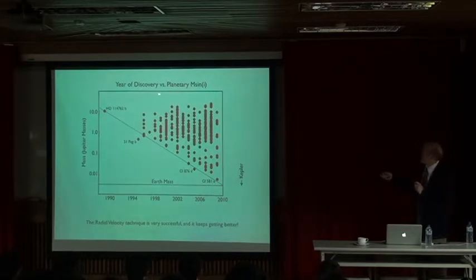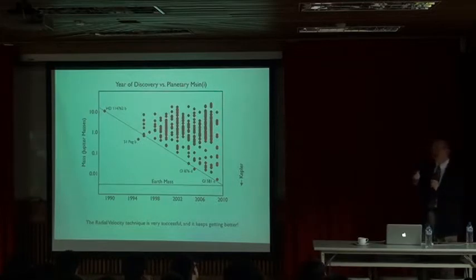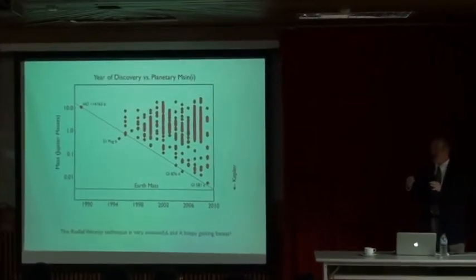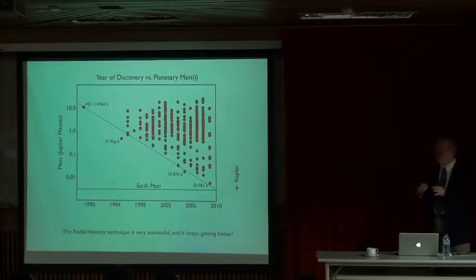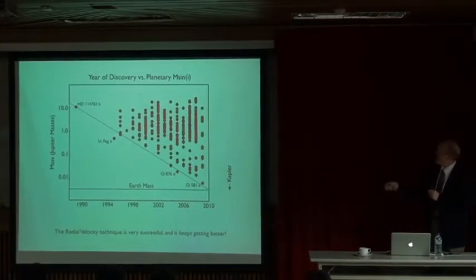Let me try to explain this plot. This is showing the year of discovery against the m sine I. The thing about the radial velocity technique is it has a sensitivity limit. It can only measure masses of things that are above some limit. If you have a particular telescope and a particular spectrograph, you can only measure with a certain precision, meaning you can only detect planets that are more massive than some limit. But as the years have gone by, that limit has gotten better.